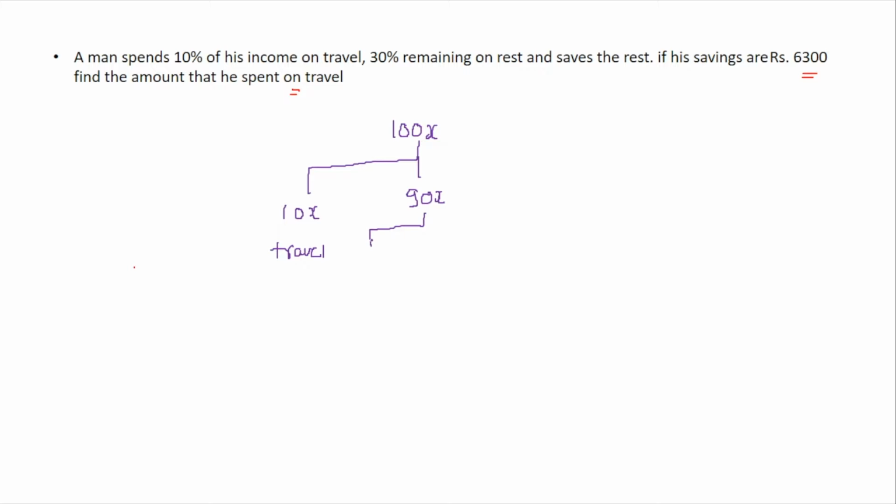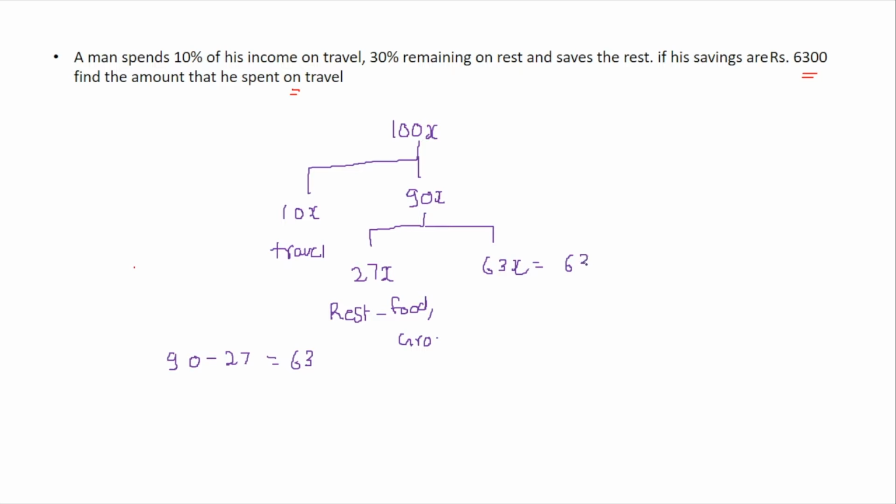So 30% of 90 will be 27x. So 27x he spends on the rest of the things. Rest means whatever food or grocery or anything. And the rest he saves. So how much is remaining now? Out of 90, if you minus 27, because 27 he spent on the rest of the things, you are left with 63. So 63x he saves every month.